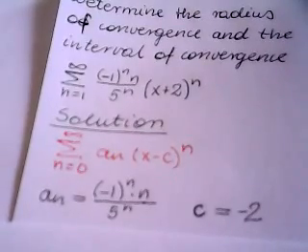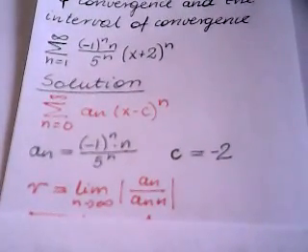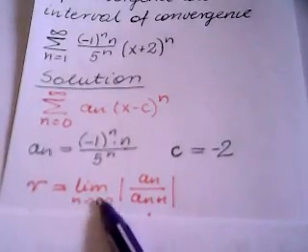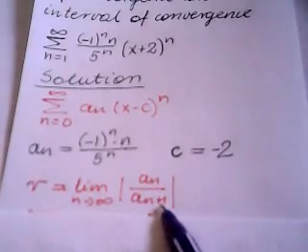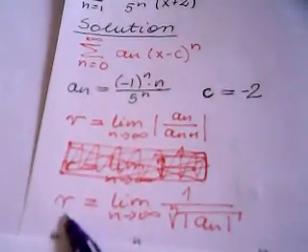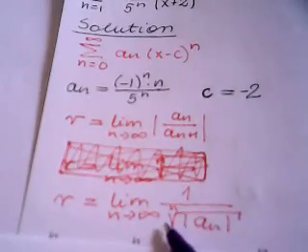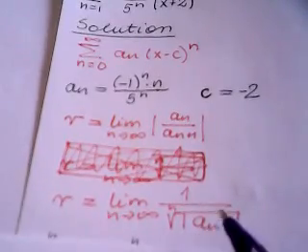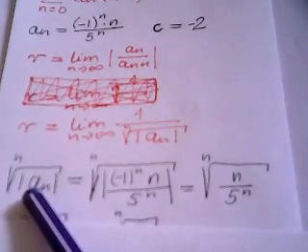Now we need the formula of the radius. We know two formulae. First, r equals the limit as n tends to infinity of the absolute value of a_n over a_(n+1). And second, r equals the limit as n tends to infinity of 1 over the nth root of the absolute value of a_n. Now I calculate the nth root of the absolute value of a_n.